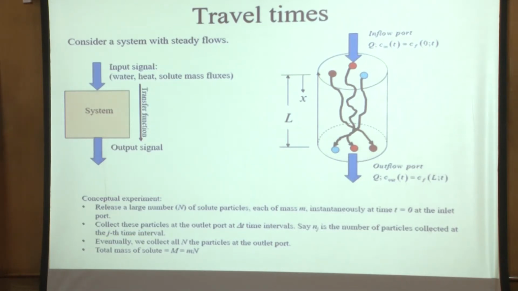And eventually, if it's a conservative solute, what we expect is, if we continue this experiment long enough, all these capital N particles, I should have recovered them at the outlet end. After that, since I have not added any more particles, I'm not going to see any of those come out. So the total mass of solute that I have added is small m times capital N. Capital N was the total number of particles. M is the mass of each particle. That is what we call the mass of solute that we introduce at the inlet end.